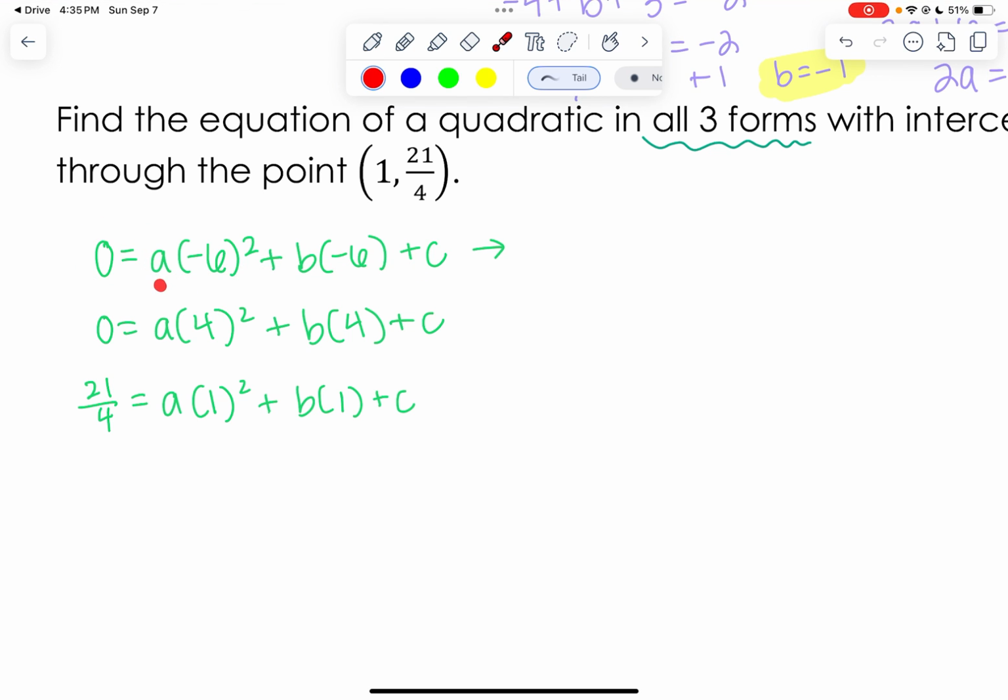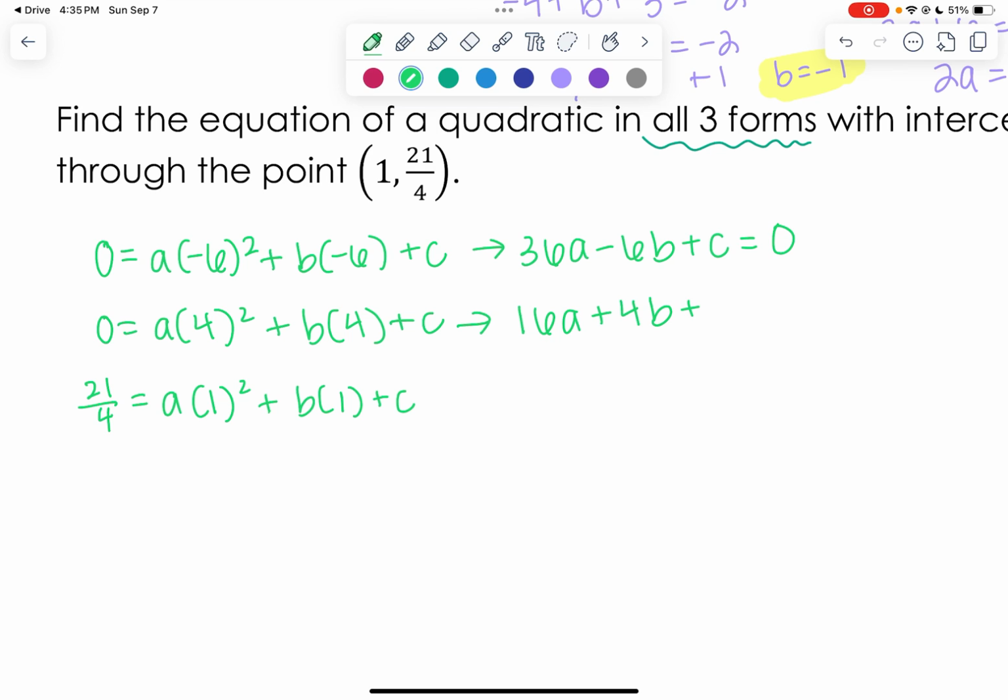So A times -6 squared would be positive 36A minus 6B plus C equals 0. That next one would give you 16A, because 4 squared is 16, plus 4B plus C equals 0. And then for this last one, you would get A plus B plus C equals 21/4.